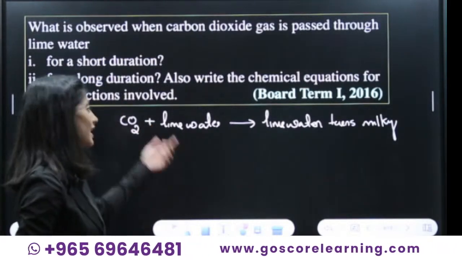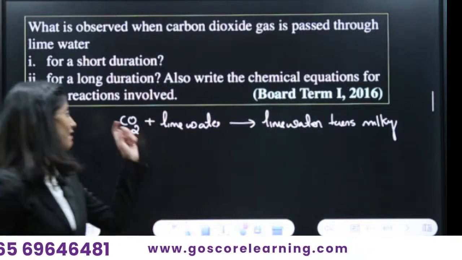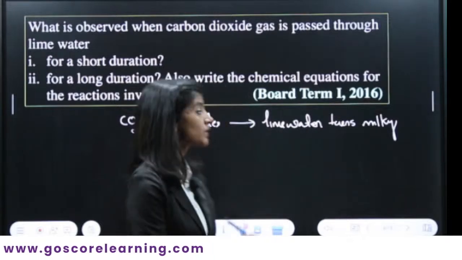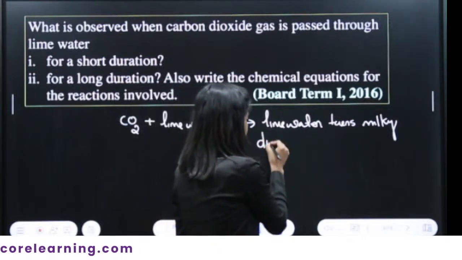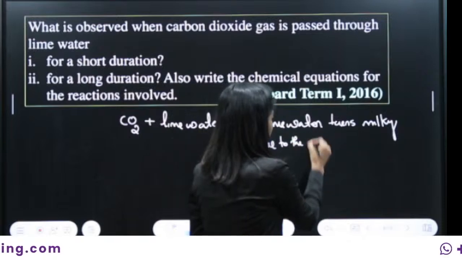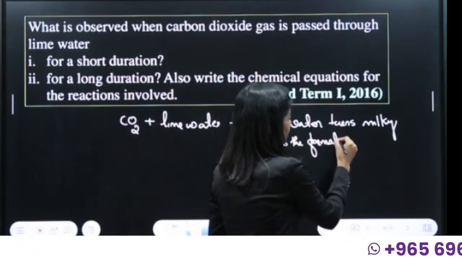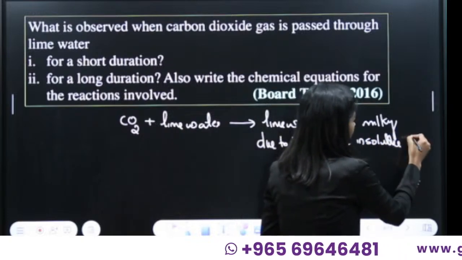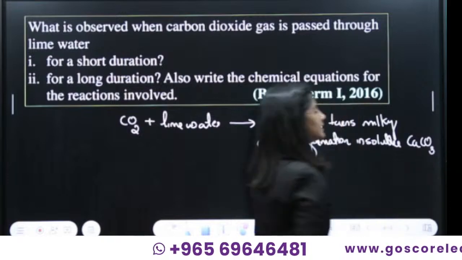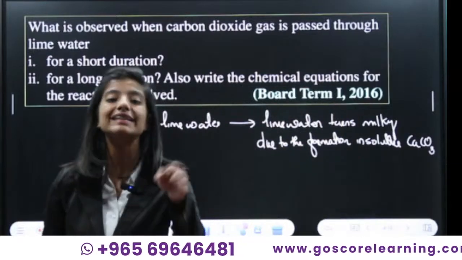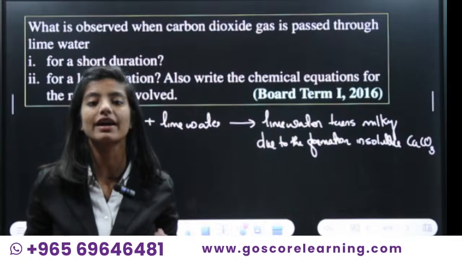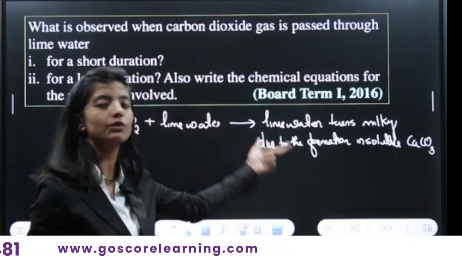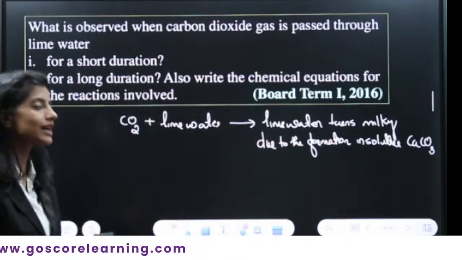We know that lime water is really a clear liquid, and when we pass the carbon dioxide through that, it will turn into a milky precipitate due to the formation of insoluble calcium carbonate. Okay, insoluble calcium carbonate will be formed, which is insoluble in the water. That's exactly why we are getting a white precipitate, which is the cause for the milkiness of lime water. Now time to get into the equation.